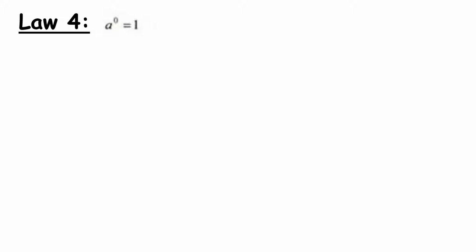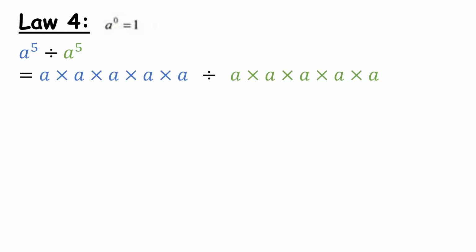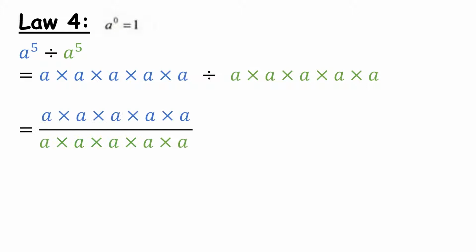We're going to use what we've already looked at in our laws of indices to figure out why this works. Let's take an example of a to the power of 5 divided by a to the power of 5. If I work this through, I have a by a by a by a by a divided by a by a by a by a by a, and that simply gives me 1. You would say straight away, any number divided by itself equals 1. So we're all happy that a to the power of 5 divided by a to the power of 5 equals 1. No argument.